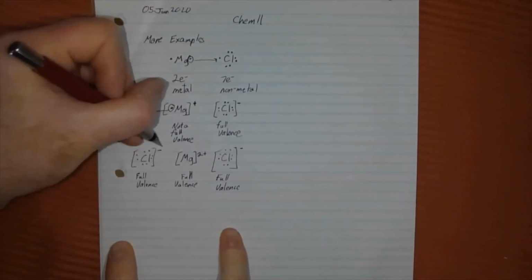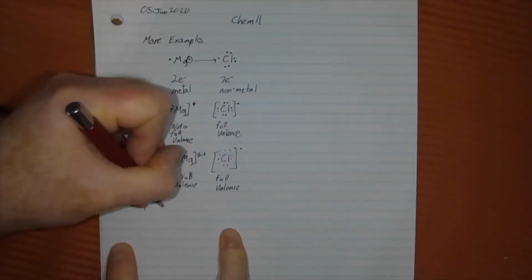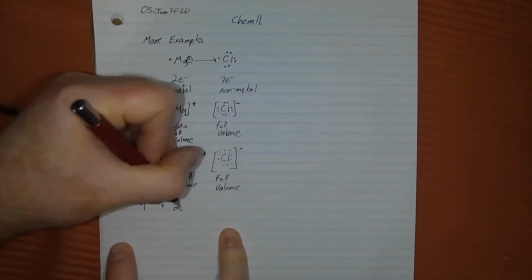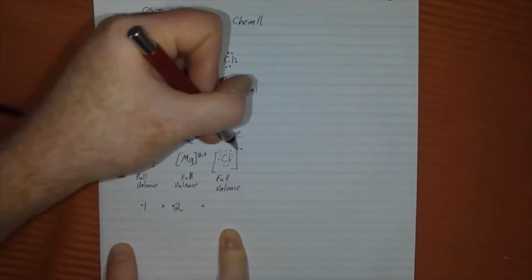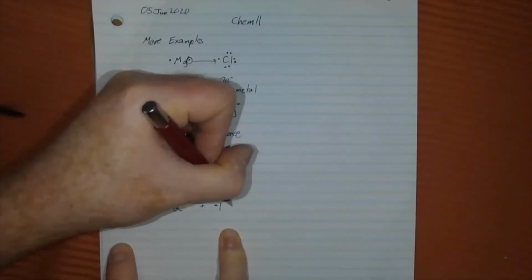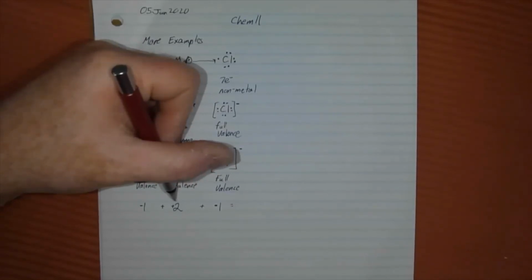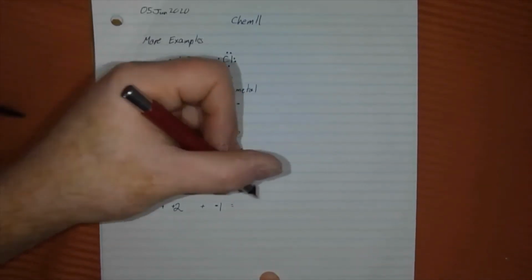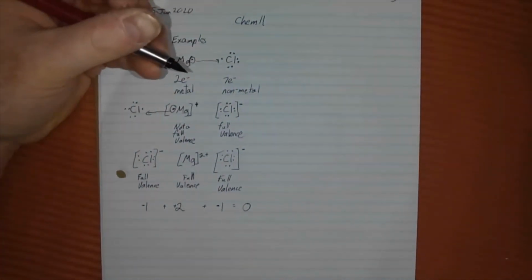Do our charges add up? What charge do we have here? -1 plus a 2 plus, a -1. -1 plus 2, +1. +1 plus -1 is 0. Awesome. So now we can say we have a compound.